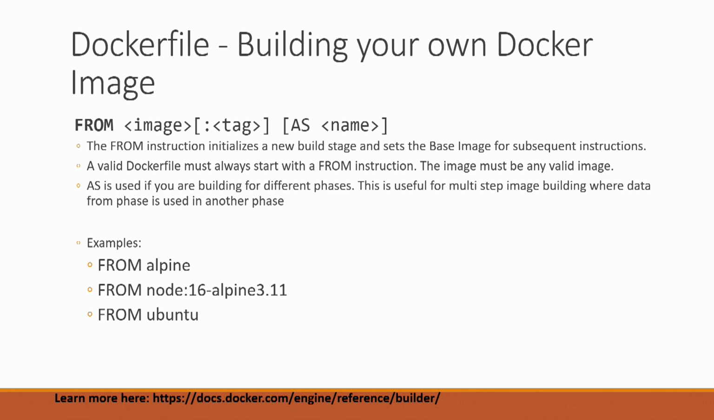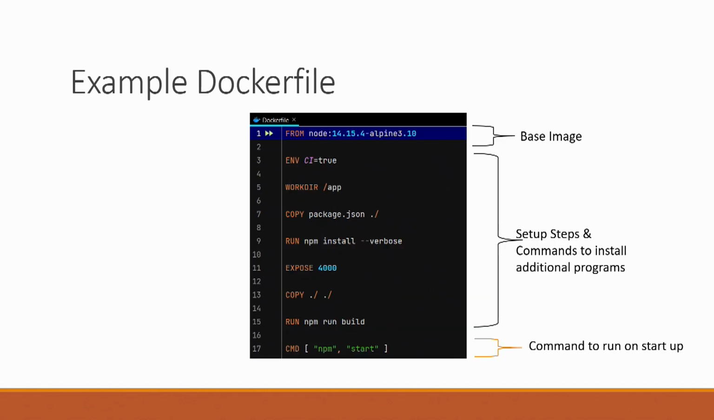So this is useful in building multi-step images where the data from one stage will be used in another stage. We'll be seeing an example. So let's say I want to use the output of this npm run build. It's going to spit out some files. So let's say I want to use that file.